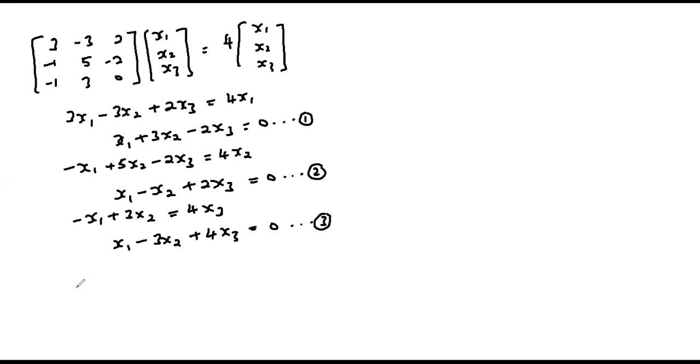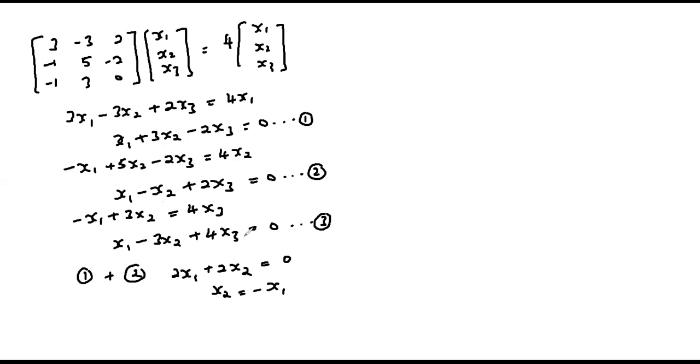If I take equation 1 and add it to equation 2, I will eliminate x3, because this is negative and this is positive. If you add the two, you get 2x1 plus 2x2 equal to 0, and therefore x2 will be negative x1.